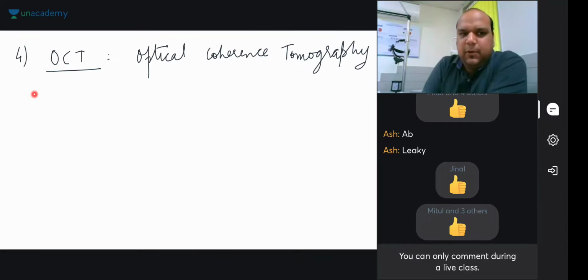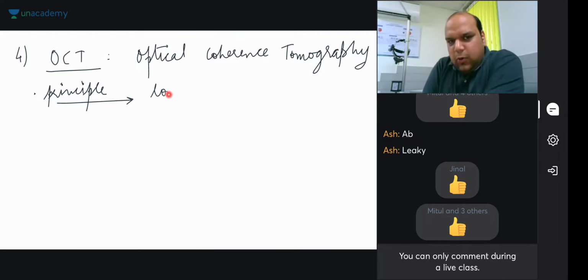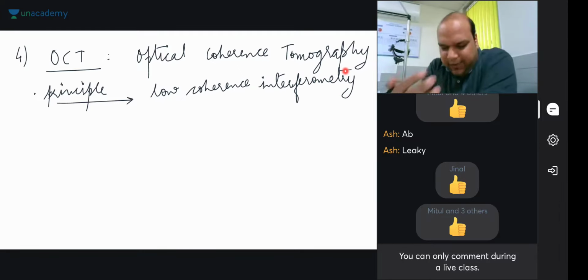Now, what is the principle of OCT? Again, CT scan principle. I hope you know. So the principle of OCT is it uses low coherence interferometry. Obviously, infrared light is used for this scan. So that infrared light is having low coherence interferometry.